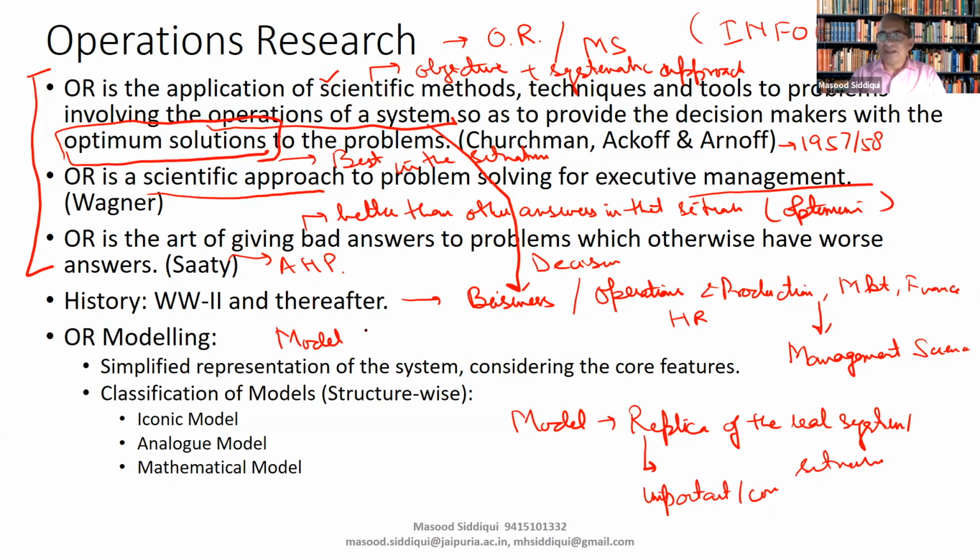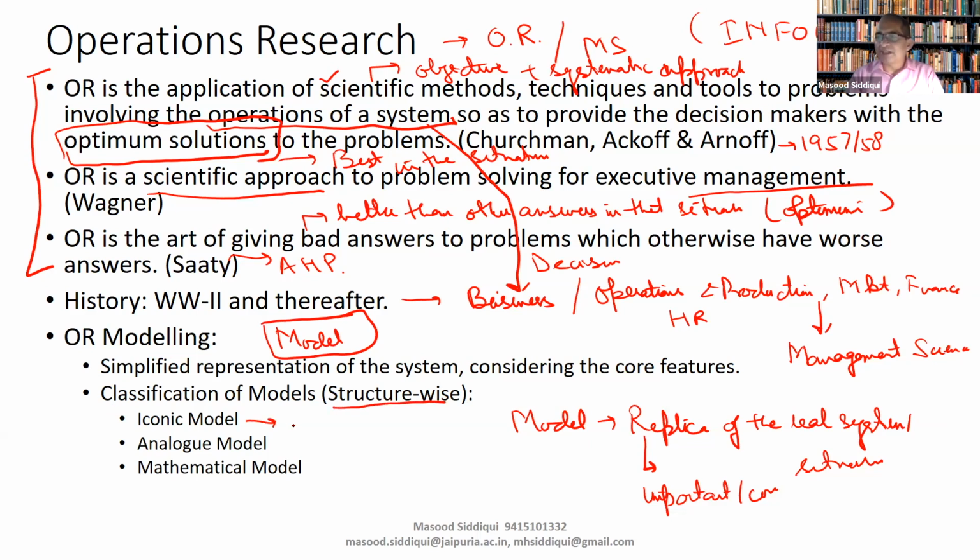So the first thing that an operations researcher faces is to develop a model, because this model will be solved as we move forward. Right? So the important thing is related to the modeling. Now we will discuss what we mean by OR modeling. As we have discussed, this is a simplified representation. So we can divide any type of model into three categories, structure-wise.